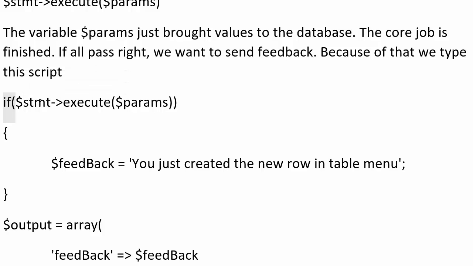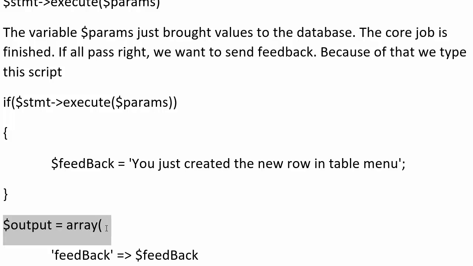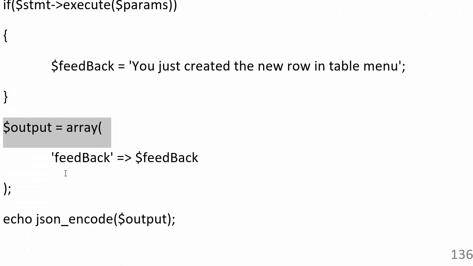If $statement execute params, the variable $feedback is: you just created a new row in table menu. Then $output, create an array, and we have JSON encoding of that output.